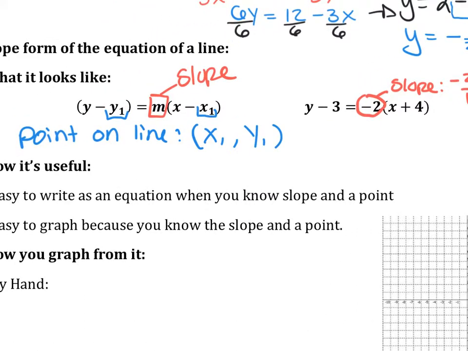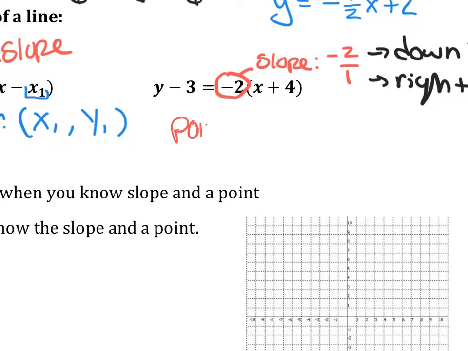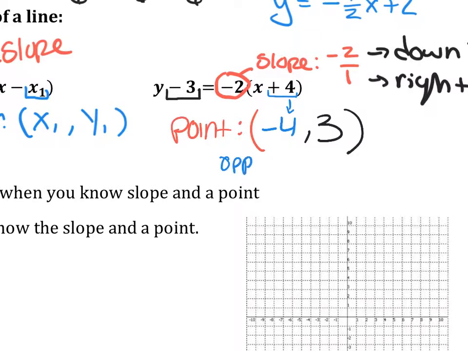So if you notice in the general form, it's always y minus y1 and x minus x1, which just means you're going to take the opposite sign. So in our case, to get a point, since this is a plus 4, the opposite of that would be a negative 4. And then for our y minus 3, since it's a minus 3, the opposite of that would be a positive 3. So it's opposite signs.